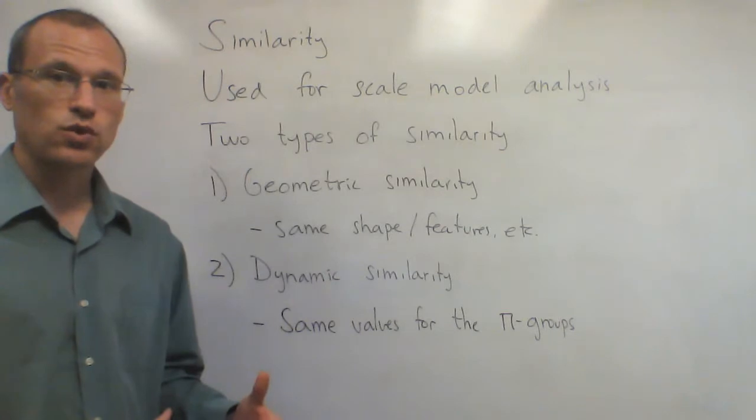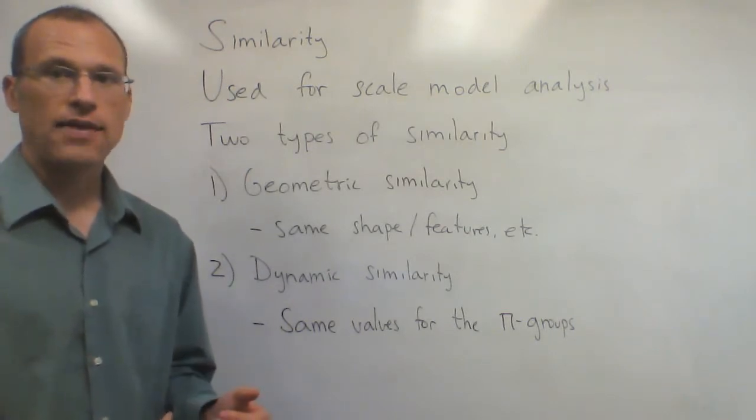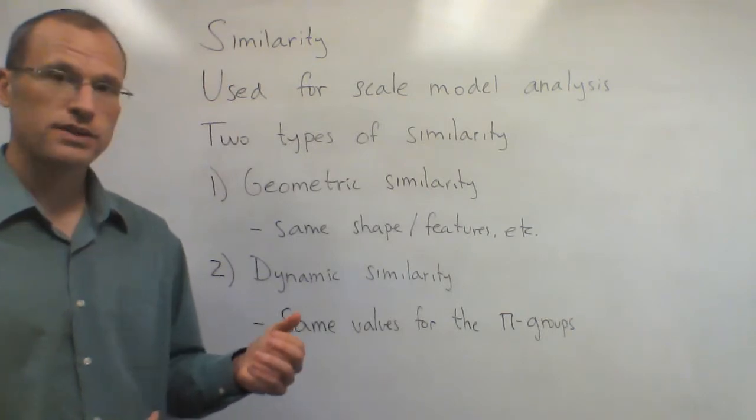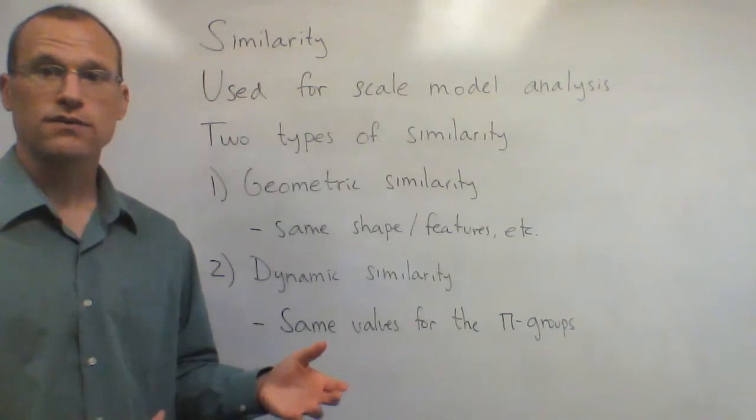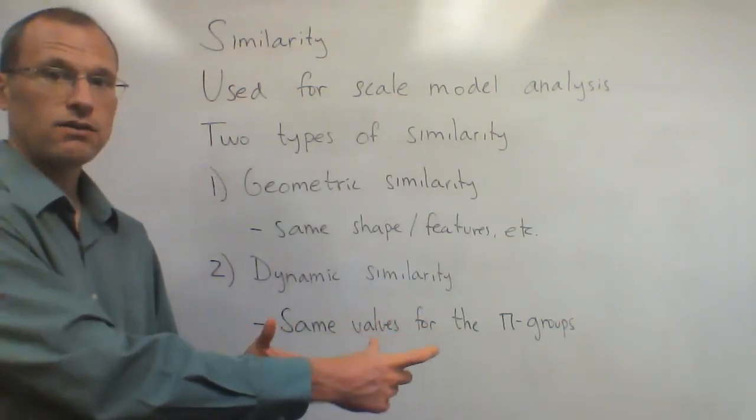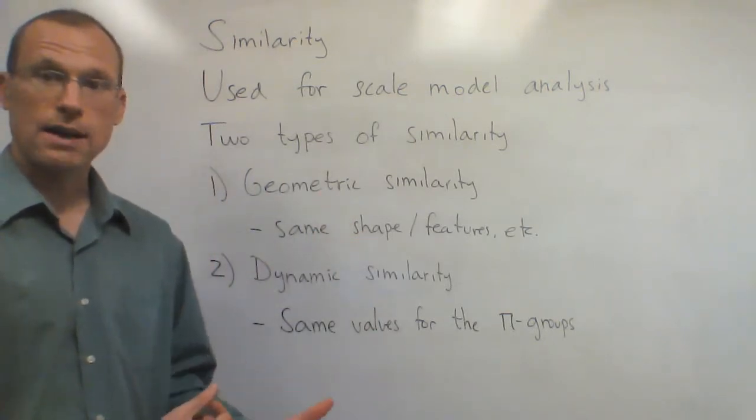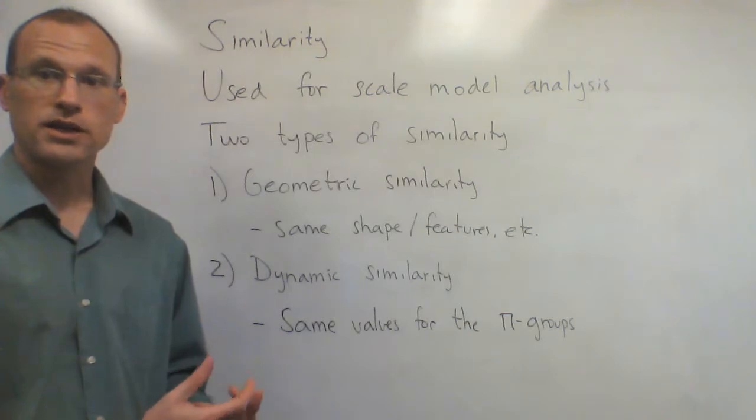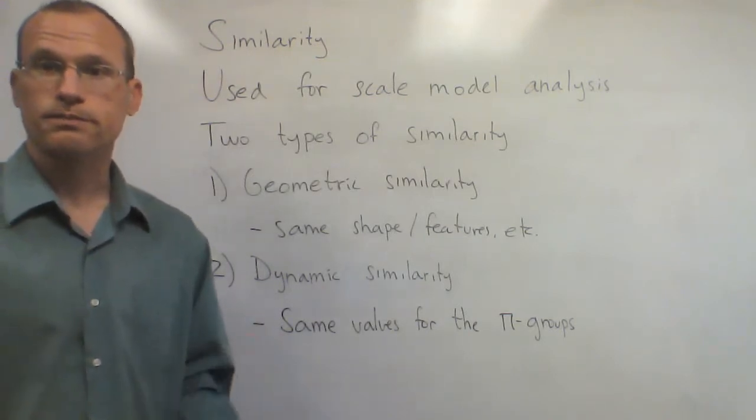And then the second one, the one that we're going to be focusing on in this lesson, is called dynamic similarity, and that's making sure that all my pi groups have the same values. And the reason for that is, remember, they're related through this function, and so if all the variables inside the function are given the same value, that's going to give me the same value out of the function. So that's what I want for dynamic similarity, and that's what I want to do to make sure that my little model test is going to replicate what's going to happen in the real world.